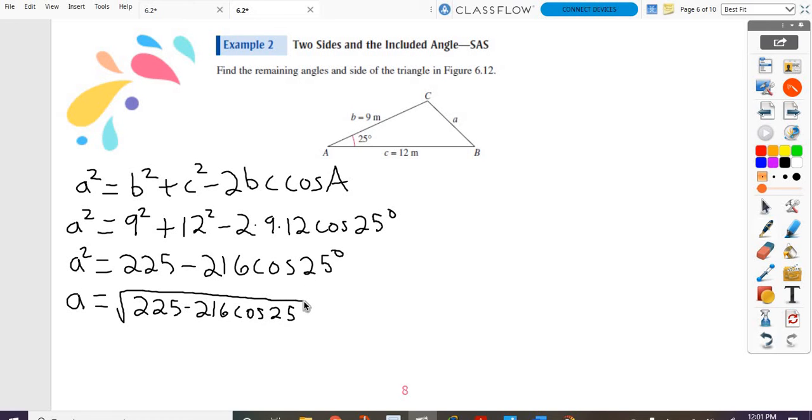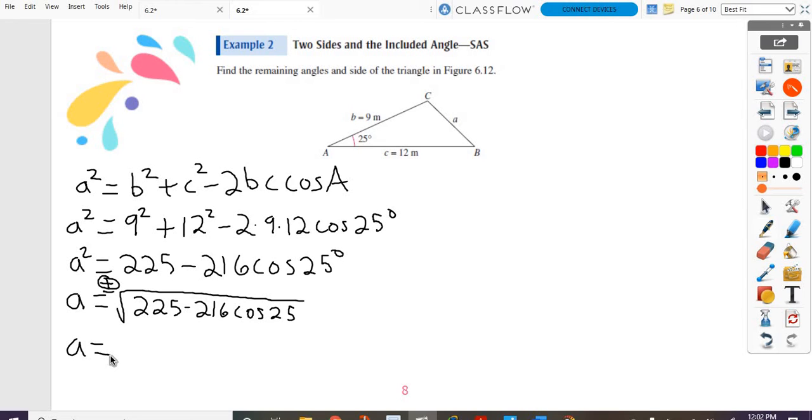Now, technically, when we take the square root, what do we have to put in the front? Plus or minus. But if we're talking about the side of a triangle, what does it have to be? It has to be the positive one. So then we can plug all of that into our calculator. Now, like I said before, could you have just done the 9 squared plus 12 squared minus 2 times 9 times 12 cosine of 25 all underneath a radical in your calculator?